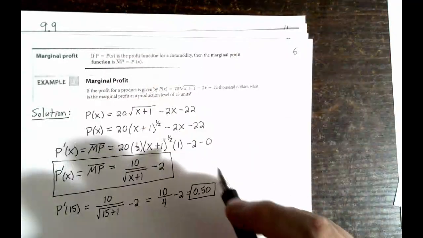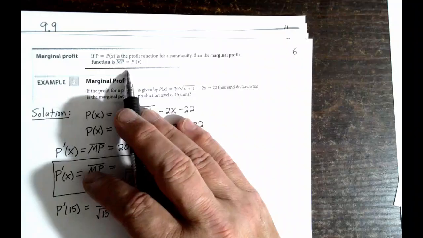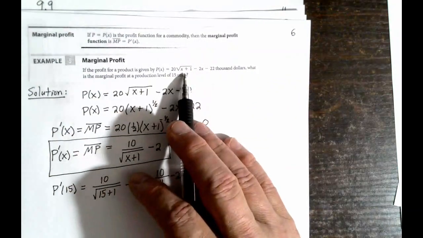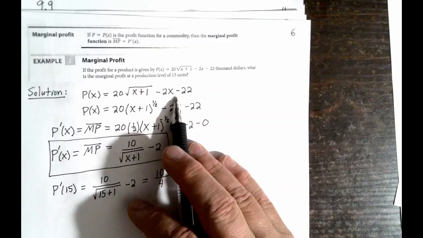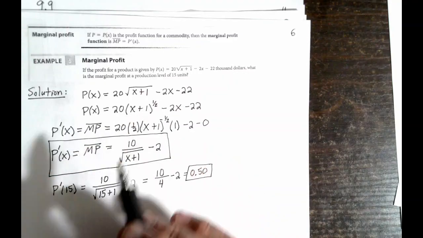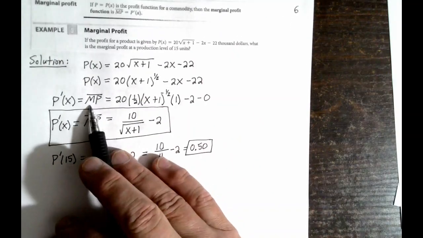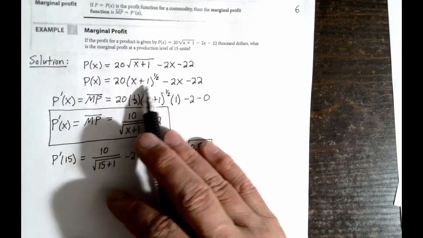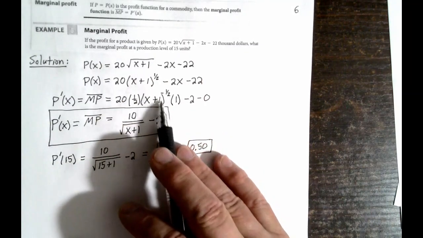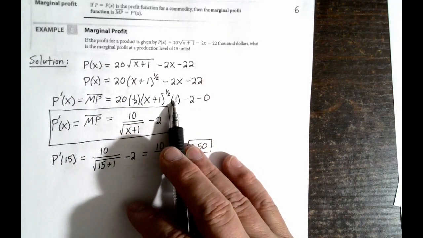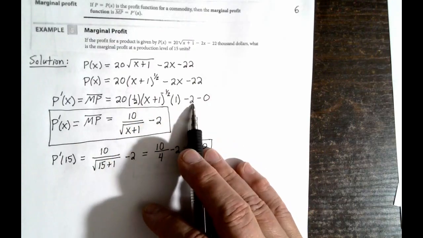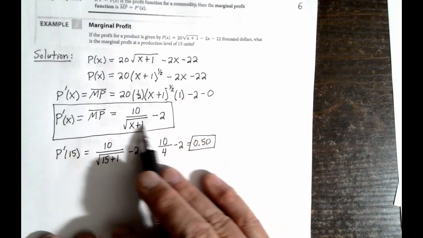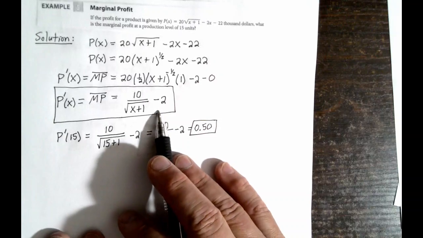Marginal profit is simply taking the profit function and taking the derivative. MP bar is how you denote it. So P equals this function here, and you can rewrite it with a 1/2 exponent. The derivative, or MP bar, is 20 times 1/2, that to the negative 1/2 times the derivative of what's inside, which is just a 1. Derivative of 2x is just a 2. The derivative of 22 is 0. And when you simplify that down and clean it up, it looks like this.